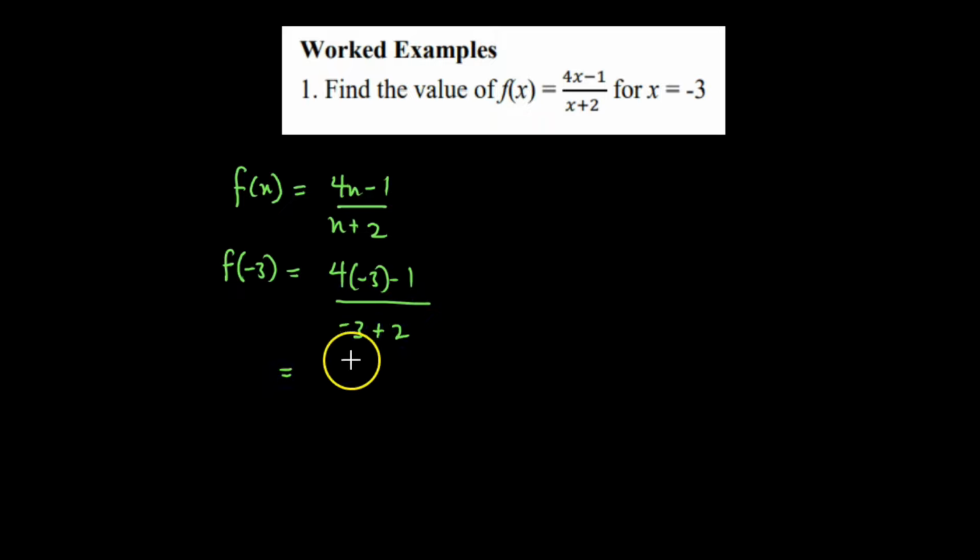When you simplify the numerator, you are going to get negative 12 minus 1 all on negative 1. And the numerator will be giving us negative 13 all on negative 1. So the final answer becomes 13, because negative 1 can go into negative 13, positive 13 times. Therefore, when we evaluate the value of f of x when x is negative 3 for this rational function, the answer is 13. So that is one worked example over there.